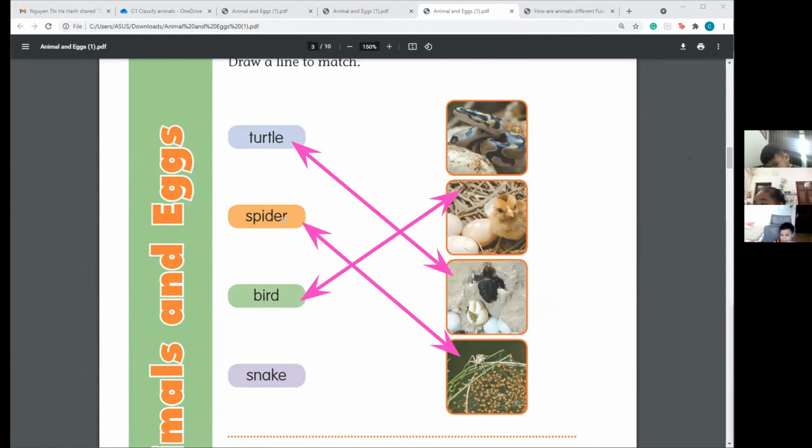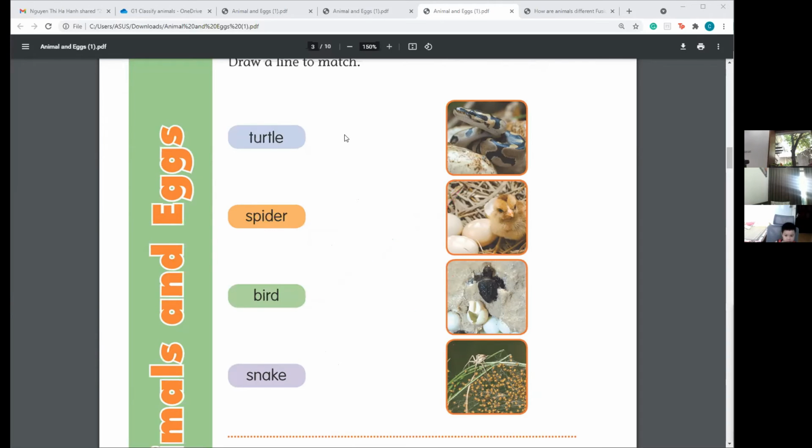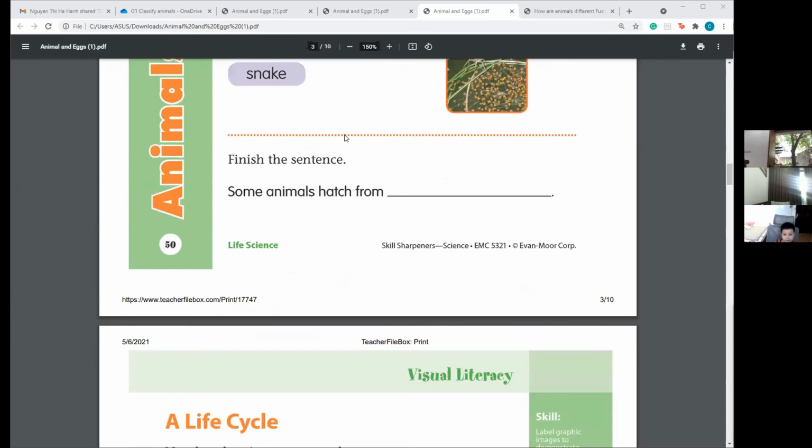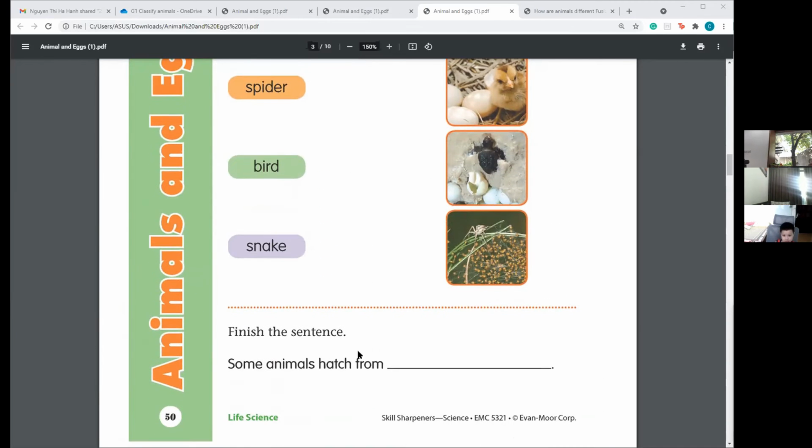Very good job, guys. You got the turtle correct, the spider correct, and the bird correct. These are all animals that lay eggs. And remember, things like turtles and spiders usually do not take care of their young. Same thing with butterflies and ladybugs. They lay their eggs, but they don't always take care of their young. Okay, let's finish the sentence. Some animals hatch. What do animals hatch from? Eggs. Very good job. Some animals hatch from eggs.